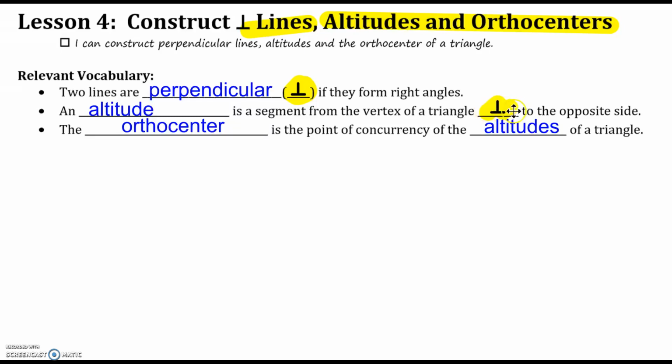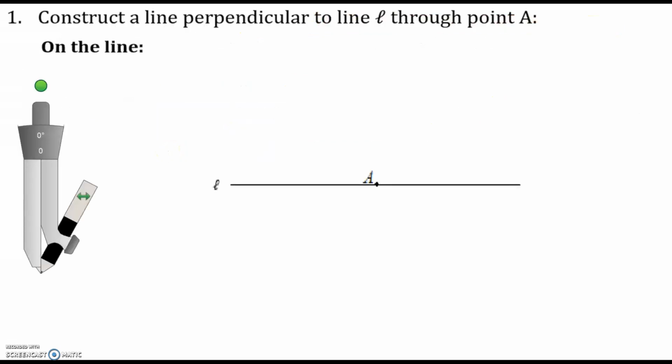All right, and then like yesterday when we talked about the incenter being where the angle bisectors meet, the point of concurrency of the altitudes is called the orthocenter. So where the altitudes meet is the orthocenter. So let's talk about how to do a perpendicular.